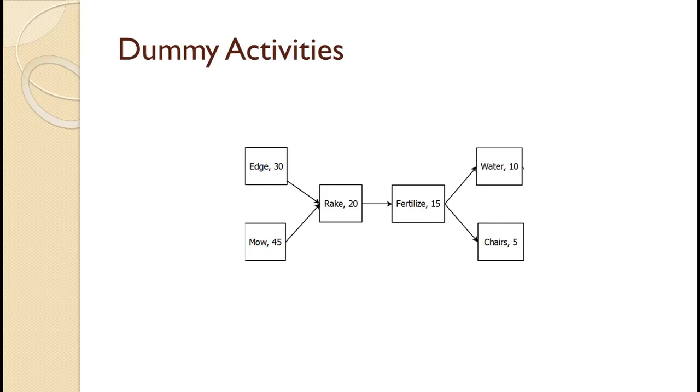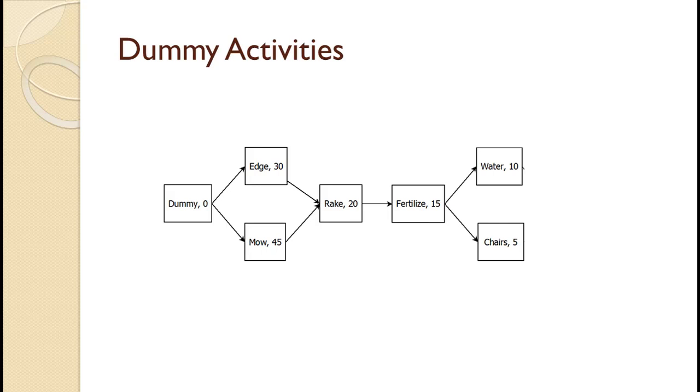Both of these modifications are only required to make the manual calculations a little easier. Neither of them would be required if you were using software to draw the diagram and manage the project. First, it is easier to perform the calculations when there's only one starting activity. Since there are two here, a way around that is to add a dummy activity to start with 0 time. Both edging and mowing now have the dummy activity as a predecessor. That way, there's only one starting activity. Since the dummy activity takes 0 time, it does not affect the time it takes to complete the project.